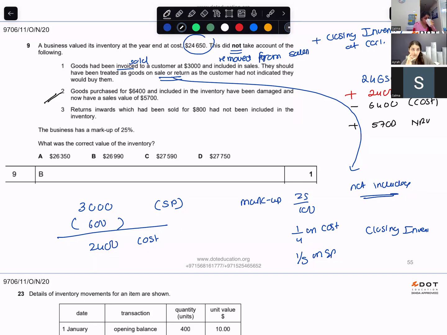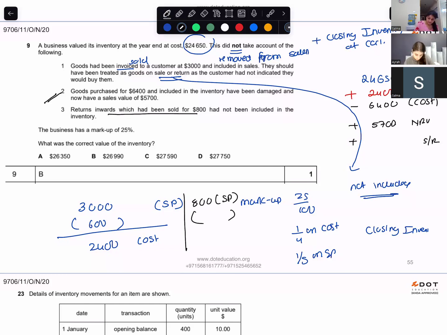Next, return inwards which had been sold for 800 had not been included in the inventory. What is return inward? Sales return. So you have to add the sales return in the inventory. The sales return of 800 would be at selling price, so into 1/5.